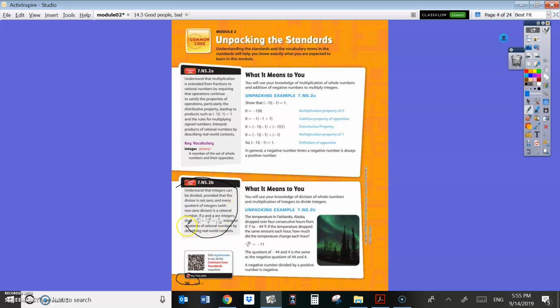So right here, integers can be divided if the divisor is non-zero. So this, 32 divided by 0, is not possible.